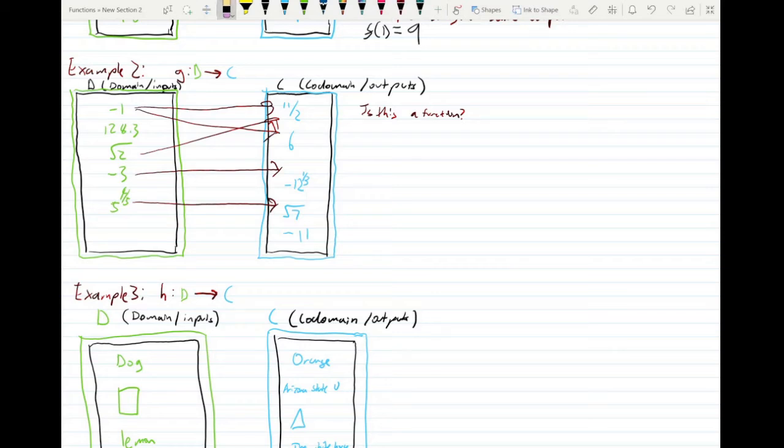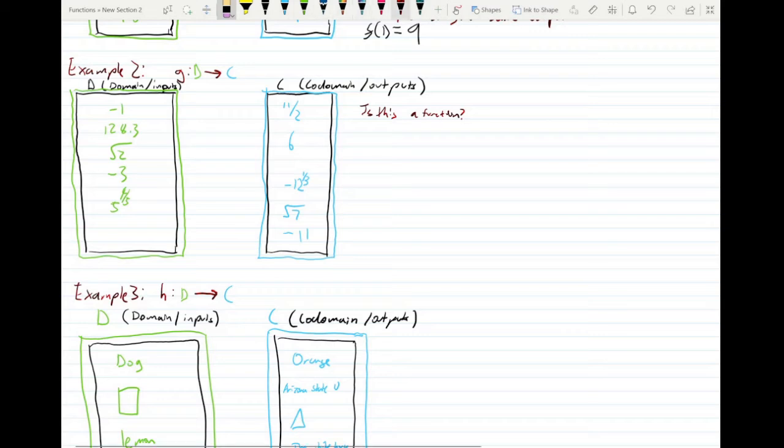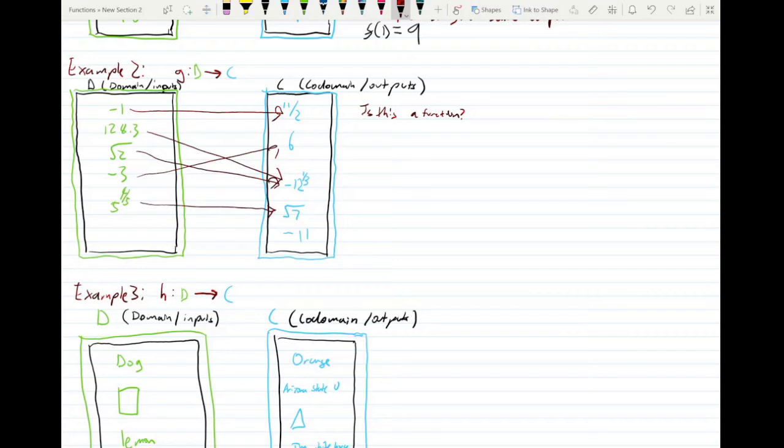All right, let's do another one. Is this a function? Okay, the correct answer is yes, it is a function because no input value goes to two different values, and every input value has an output.